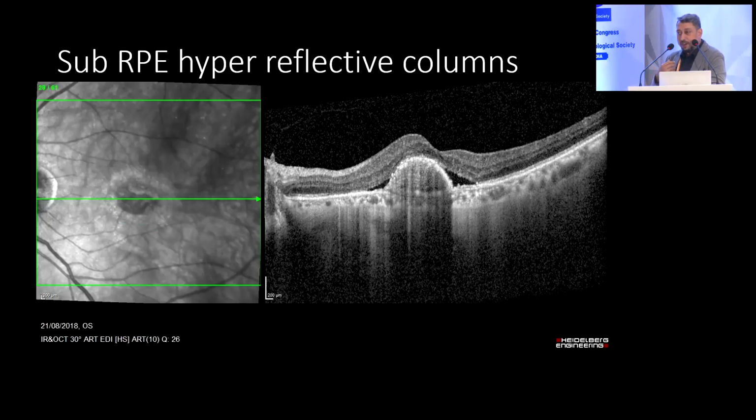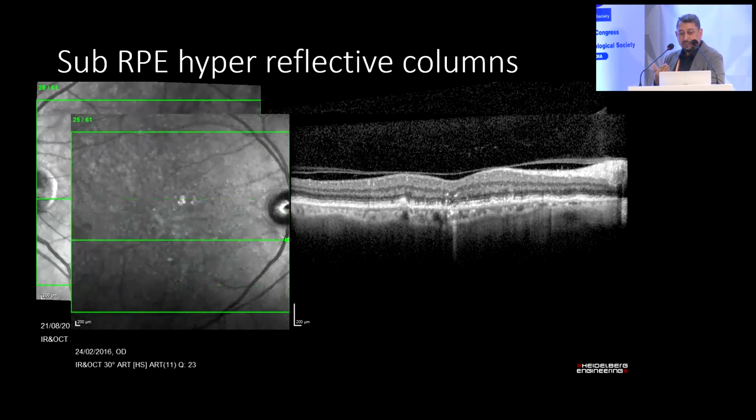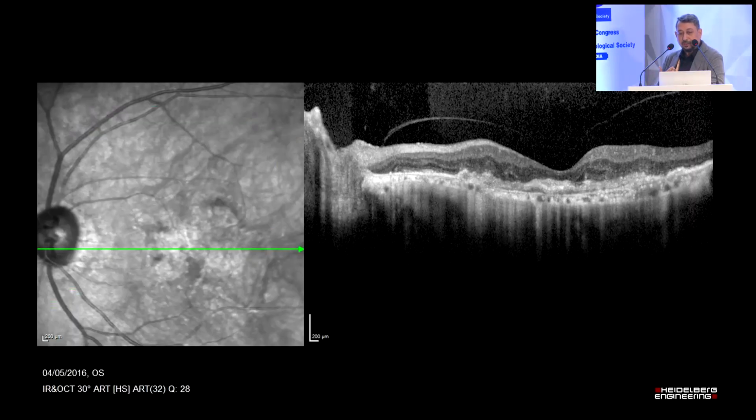And again, whenever you have an RPE atrophy, you have these vertical columns happening. Those are called sub-RPE hyperreflective columns. Another evidence that the RPE is about to atrophy before it goes to geographic atrophy. And this is a very consistent sign when you're evaluating geographic atrophy.